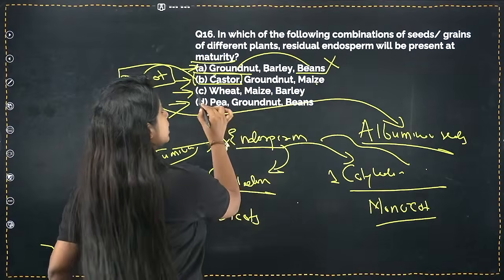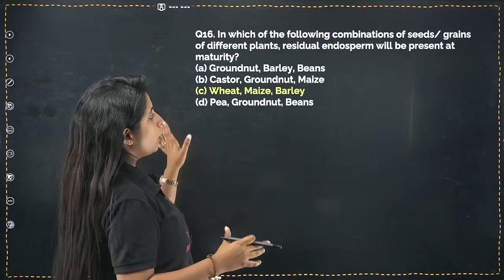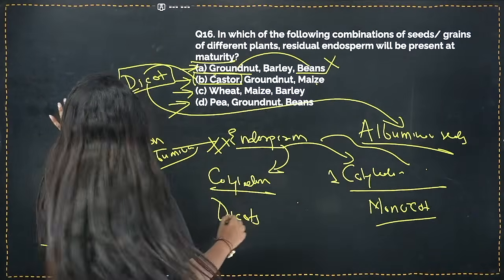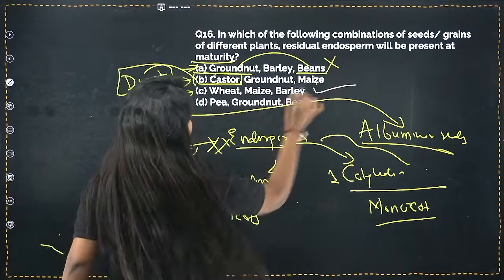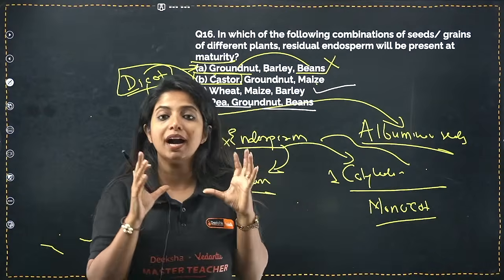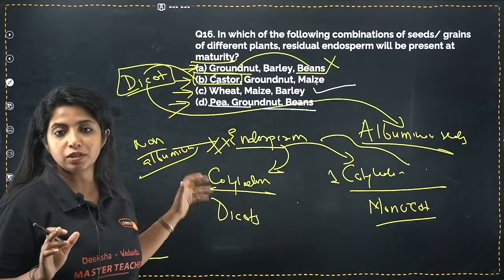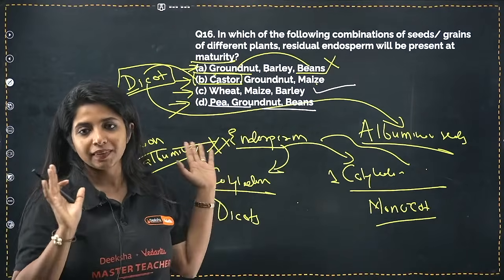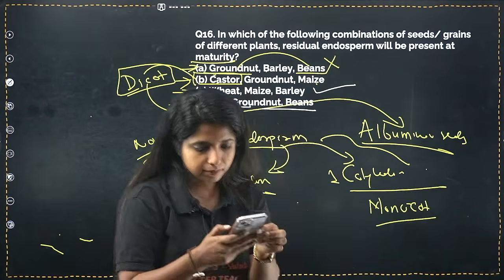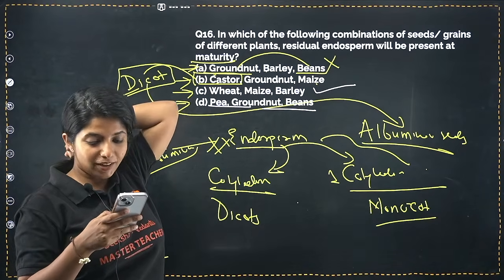Wheat, maize and barley. All three of these are monocots, and they are going to have albuminous seeds. So your answer for this question is going to be C. Why not D? Because pea, groundnut and beans are again dicots. Anything that you can break into 2 is a dicot, and usually they are non-albuminous in nature, except castor. Got it? Is it clear?